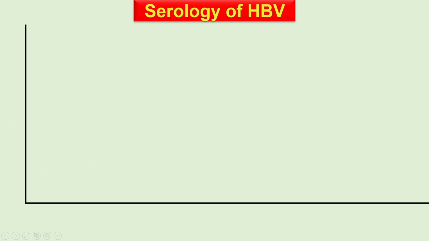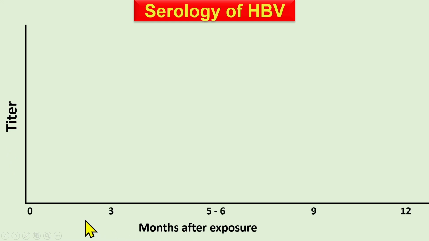So let's look at how they are represented in this sketch. On this titer graph, a month after exposure, what happens to these antigens and antibodies?